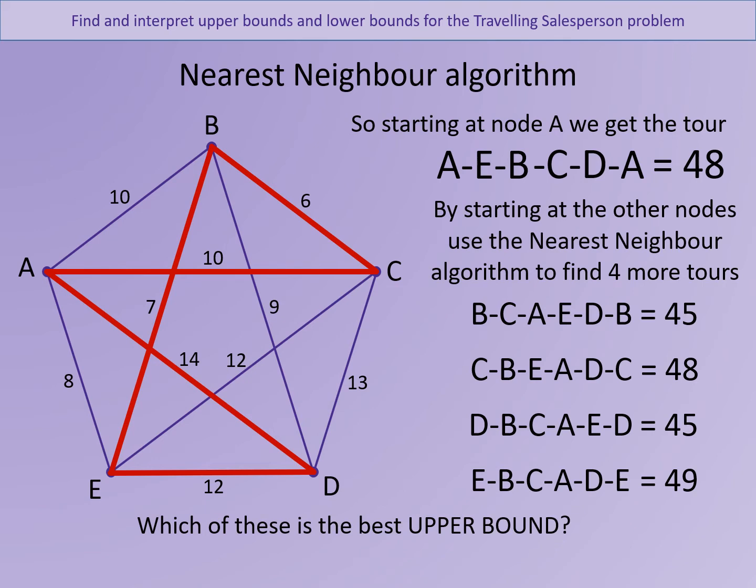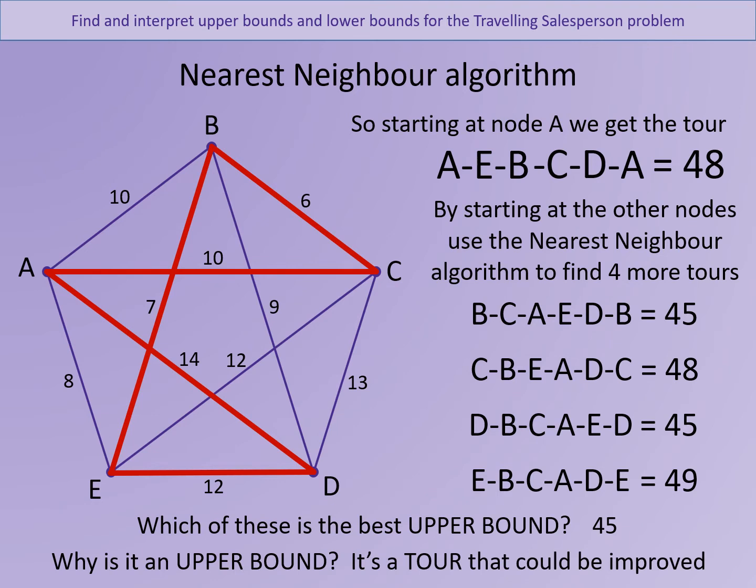So of these 5 tours, which is the best upper bound? Well, the smallest number is the better, because these are all worst case scenarios. So 45 will be the upper bound that we will choose. Why is this an upper bound? Because it's a tour, it definitely works, it definitely could be a solution, but potentially it could be improved upon.